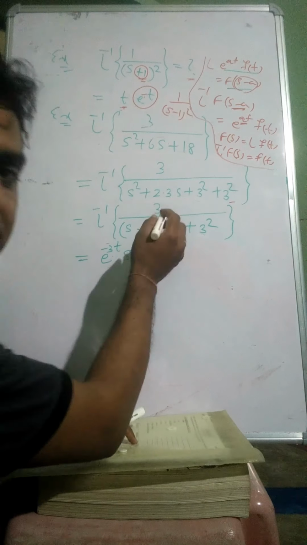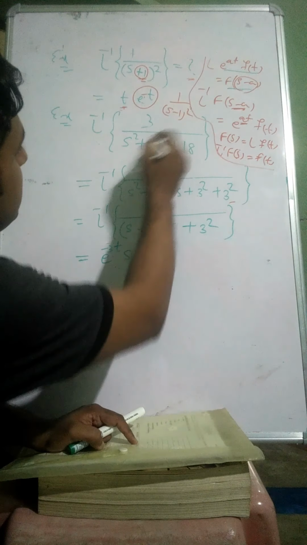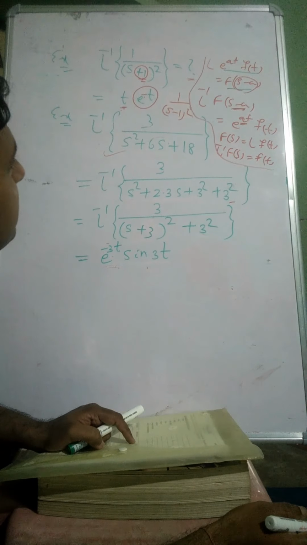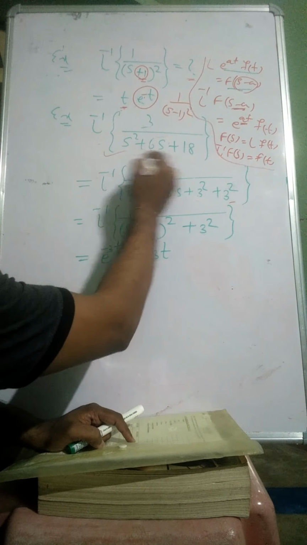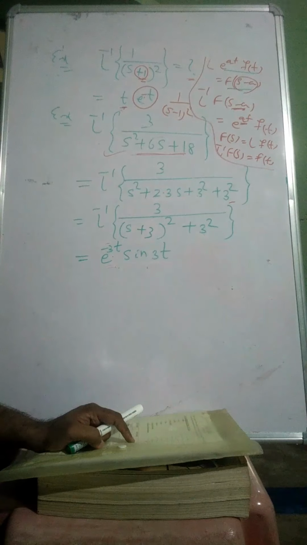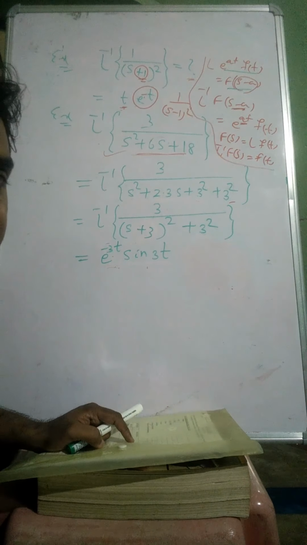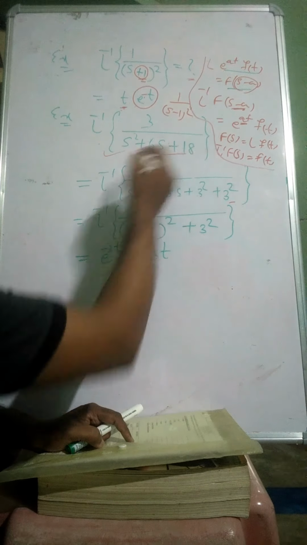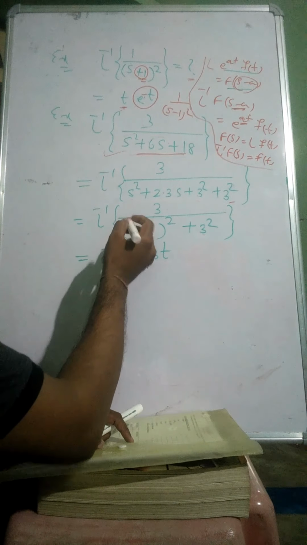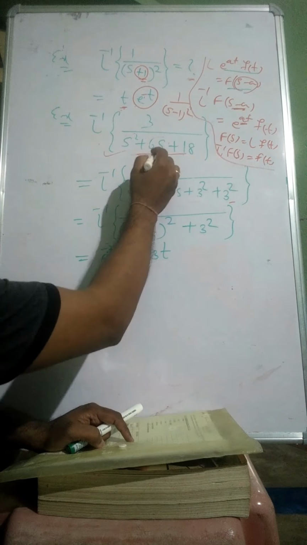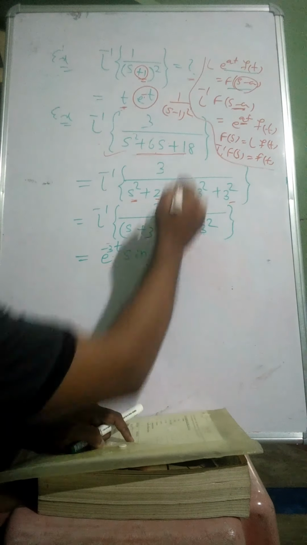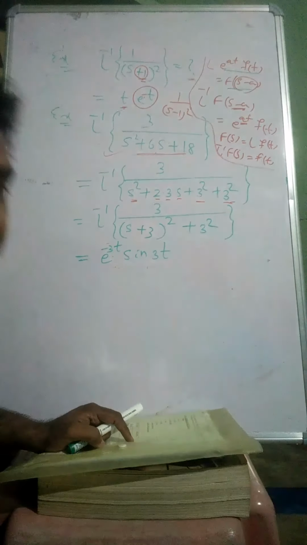So similarly, try this question again. Laplace inverse of 3 divided by s square plus 6s plus 18. Now to solve this, just rearrange the denominator like this: s square, then for 6s just write 2 into 3 into s, then for 18, 3 square plus 3 square.